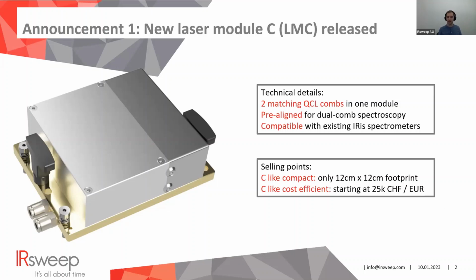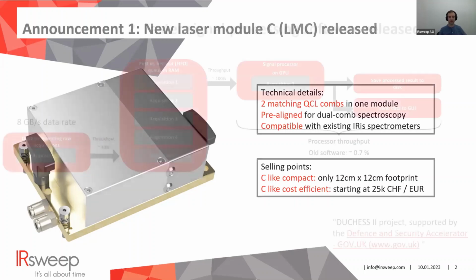And maybe even more important for all of you is C, like cost efficient. We were able to get the prices of those laser modules down by more than a factor of 2, such that it's now wavelength dependent, but some wavelengths are available for as low as 25,000 euros. So if you would like to expand your wavelength coverage of Dualcomb spectroscopy, please get in touch whether the laser module C is suitable for you.